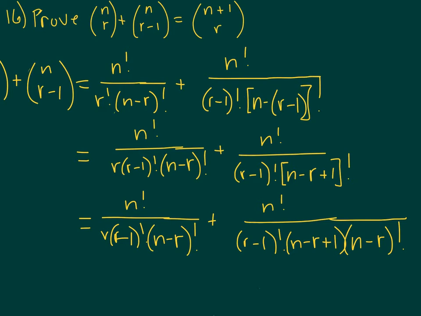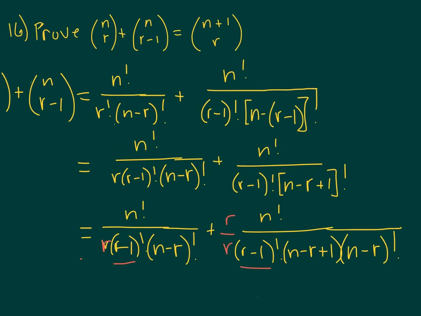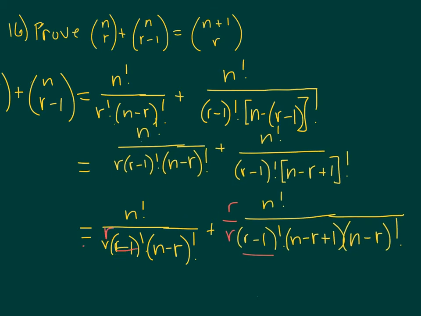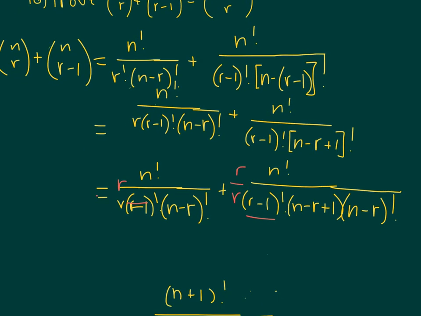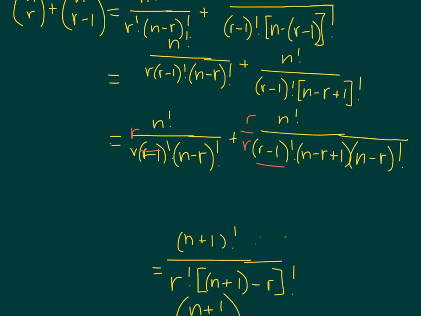Now when I look for a least common denominator, I know I need to have an r minus 1 factorial. Got that. But the left one has an r, so I need an r on the right-hand side. So I'm going to multiply top and bottom by r, r over r there. And the one on the left, I need an n minus r plus 1. So I'm going to multiply the top and the bottom by n minus r plus 1. Let me make this a little bit neater and pull this whole thing up here.